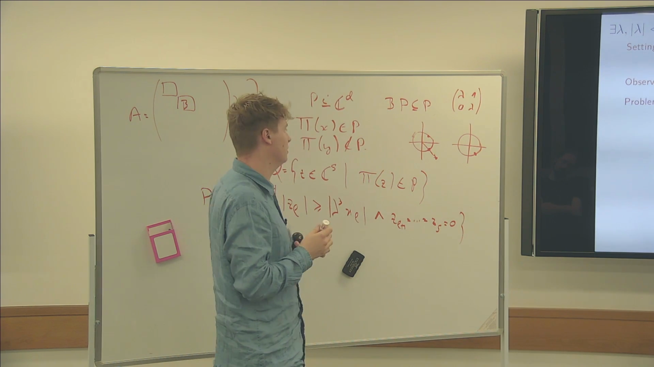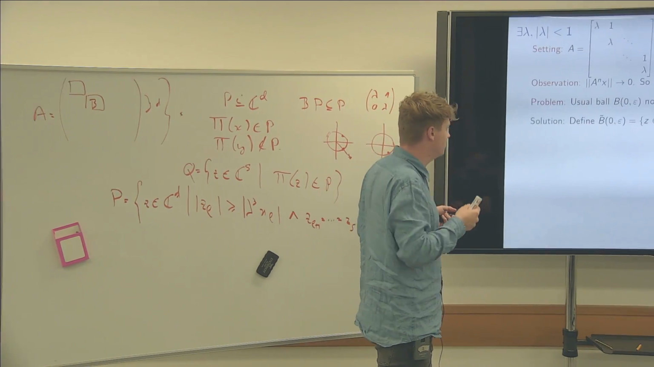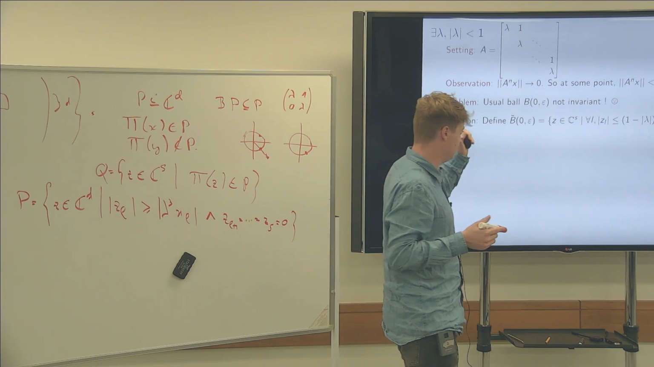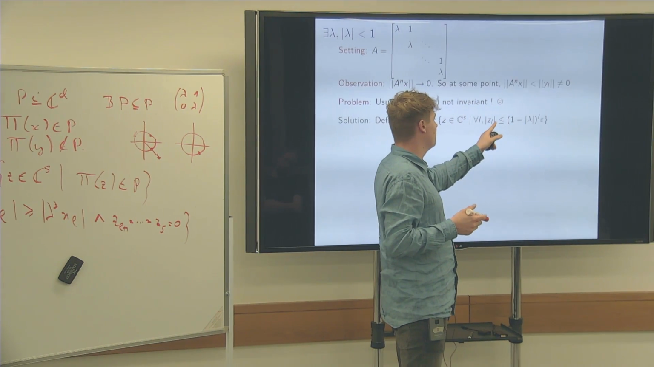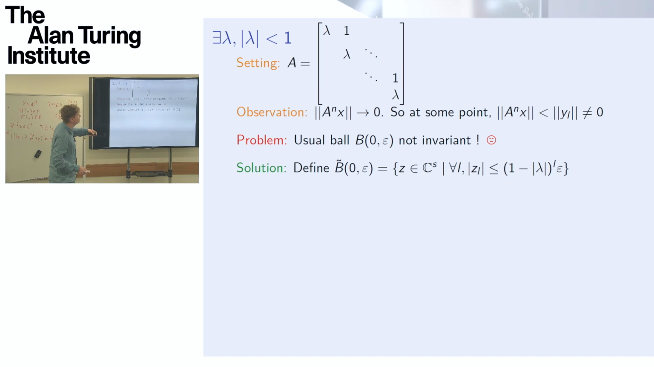So the ball is not invariant. To fix this, I'm just going to define another ball that's a bit different, that says that if the coordinate is big, then the bigger the coordinate, the smaller the number has to be in norm. Okay, so this is actually invariant.